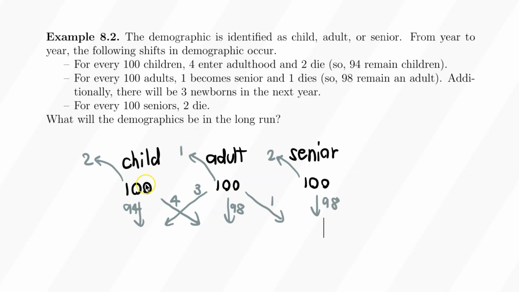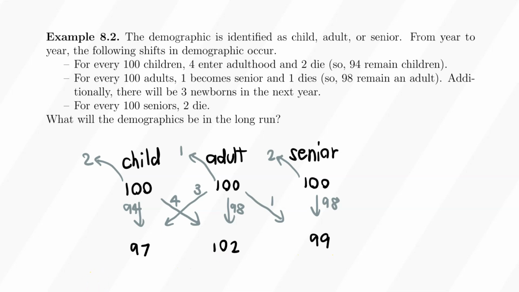So if we look at the numbers that we have here, what that means is in the next year, I'm gonna have 94 plus 3. So that will be 3 newborns. So 94 plus 3 is going to be 97 children. And then I'm gonna have 4 plus 98. So I'm gonna have 102 adults. So 98 from the adult last year, and then there will be 4 new adults from the children that grow up. And then there will be 99 senior. And the question said what's going to be the demographic in the long run.